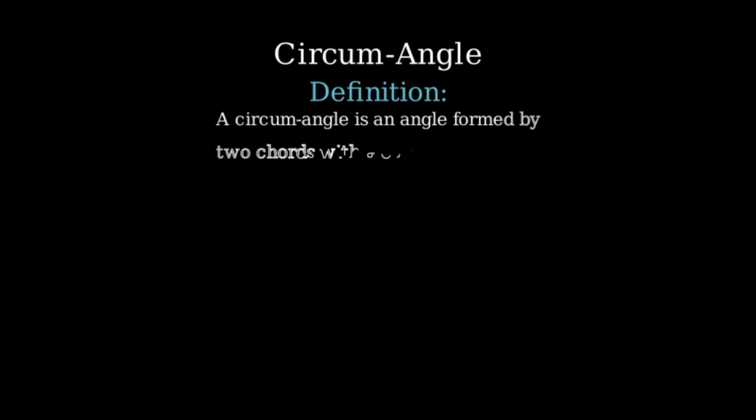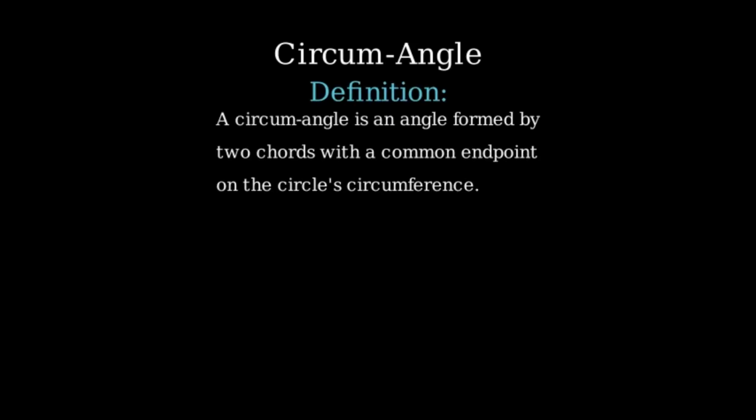Welcome to today's geometry lesson, where we'll learn about circumangles. Let's start with the definition. A circumangle, also known as an inscribed angle, is an angle formed by two chords in a circle that share a common endpoint. Let's create a diagram to better understand this concept.